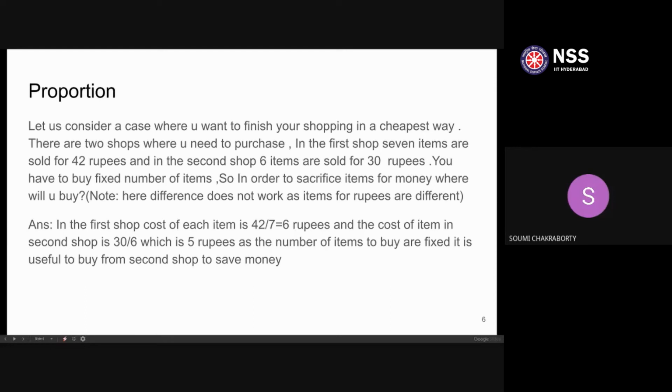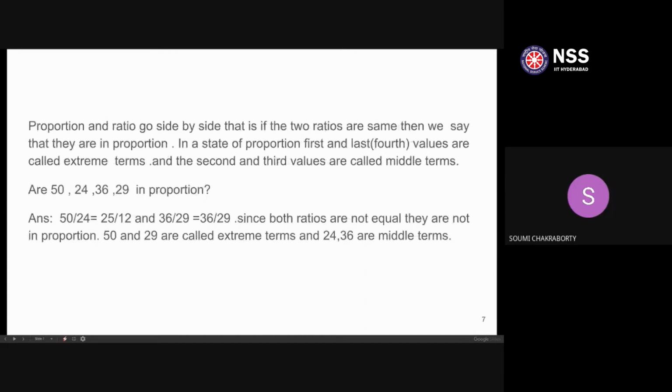Proportion and ratio go side by side. That is, if the two ratios are the same, then we say that they are in proportion. In a state of proportion, the first and last values are called extreme terms, and the second and third values are called the middle terms.